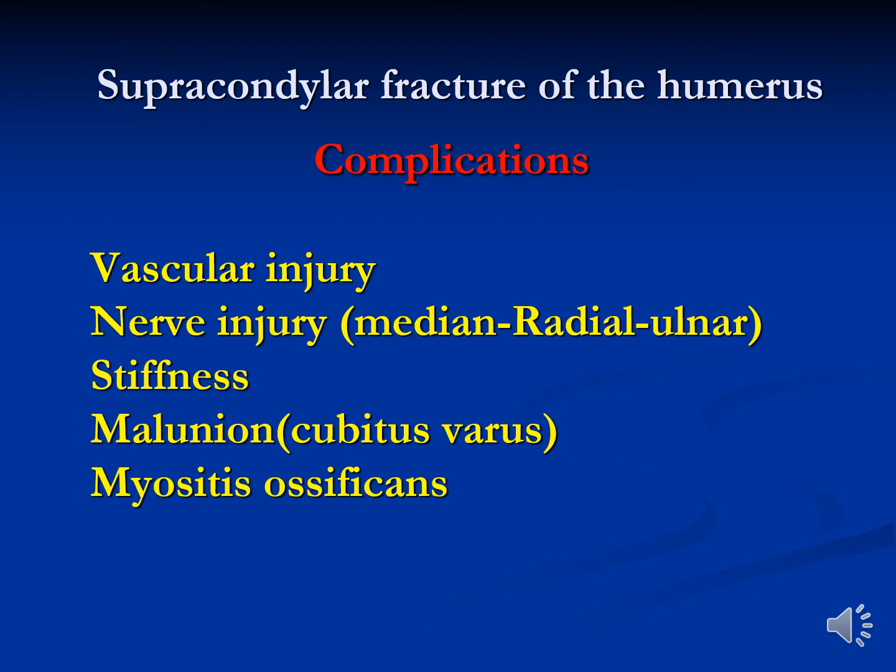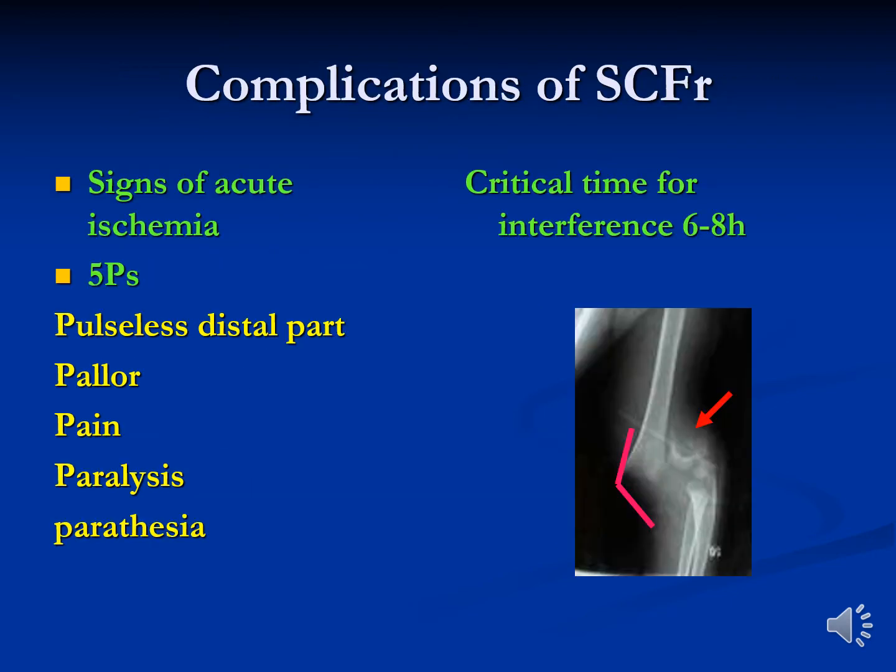Complications of supracondylar fracture of the humerus. Why is this fracture important? Because it can lead to vascular injury, nerve injury, stiffness of the elbow, malunion, myositis ossificans. When you are confronted with a case of supracondylar fracture of the humerus, how can you diagnose vascular injury?